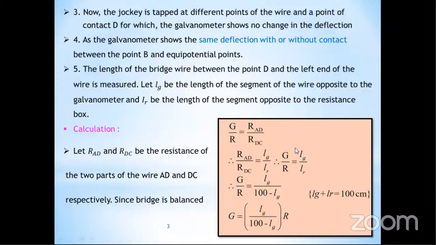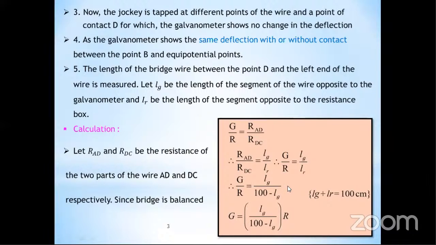Here you have remembered the formula of the Wheatstone meter bridge, R1 divided by R2 is equal to R3 divided by R4. A similar formula we got here, that is G divided by R. What is this G? Resistance of the galvanometer. What is this R? R is the resistance which we have taken from the resistance box. What is this LG? LG is nothing but the length across this galvanometer. And what is this LR? LR is nothing but the length across this resistance box.